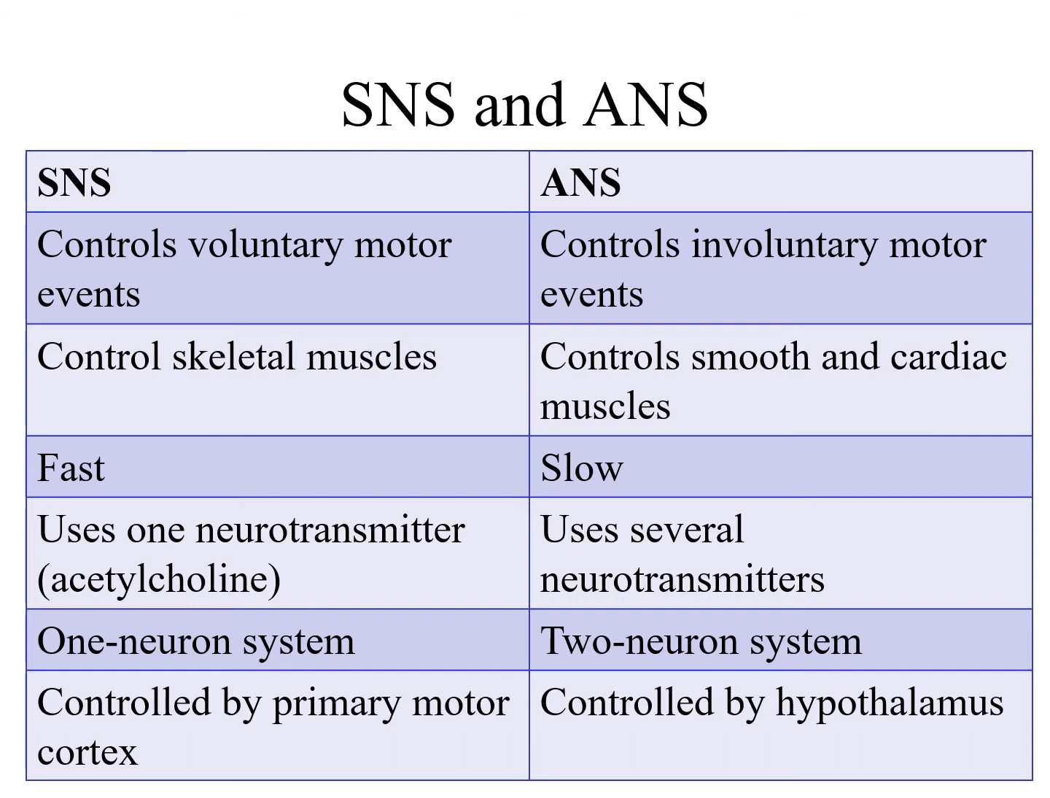Finally, the somatic nervous system is under the control of your primary motor cortex. You may recall that's housed in the frontal lobe, in the precentral gyrus. By contrast, the autonomic nervous system control originates with your hypothalamus. You may recall that's the home for homeostatic control mechanisms.